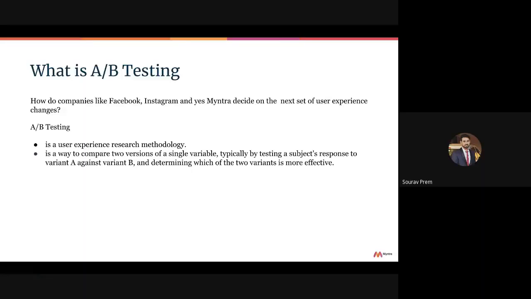So again, it helps with getting that data and making sure that what you believe is actually the truth. It compares two versions of a single variable, typically by testing a subject's response to variant A against variant B. Subjects here represent your users, and determining which of the two variants is more effective means which of the two is better, variant A or B, against a particular goal that we have in mind.